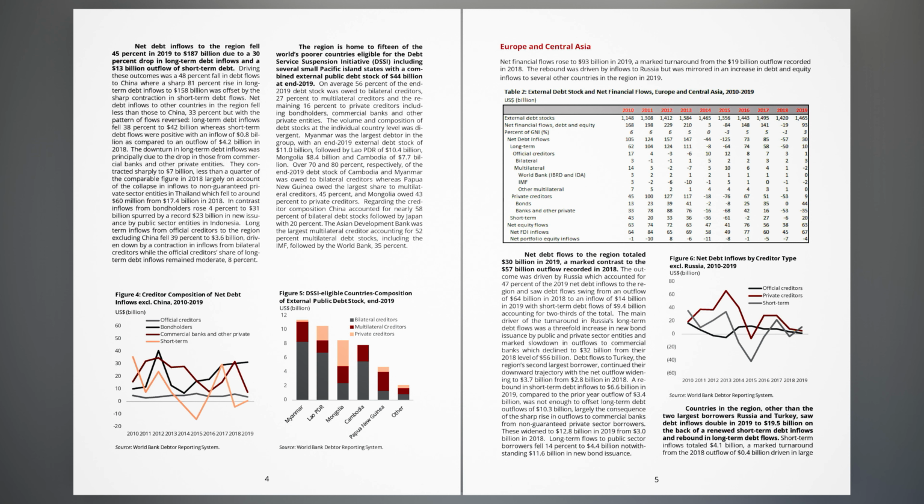Europe and Central Asia. Net financial flows rose to $93 billion in 2019, a marked turnaround from the $19 billion outflow recorded in 2018. The rebound was driven by inflows to Russia but was mirrored in an increase in debt and equity inflows to several other countries in the region in 2019. Table 2. External debt stock and net financial flows, Europe and Central Asia, 2010 to 2019.